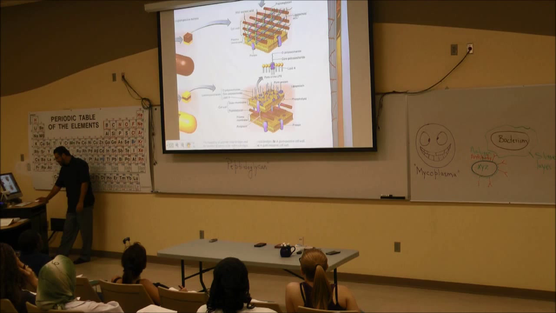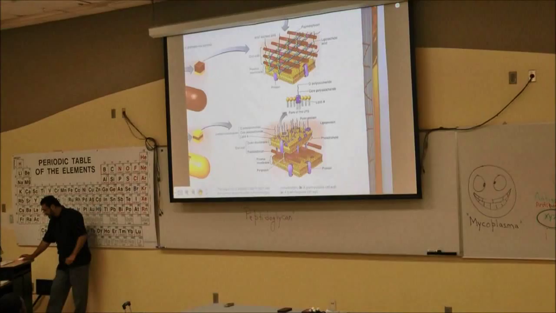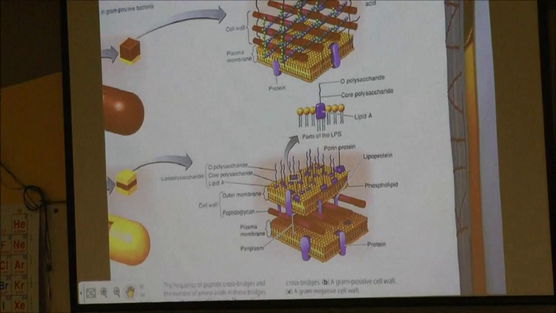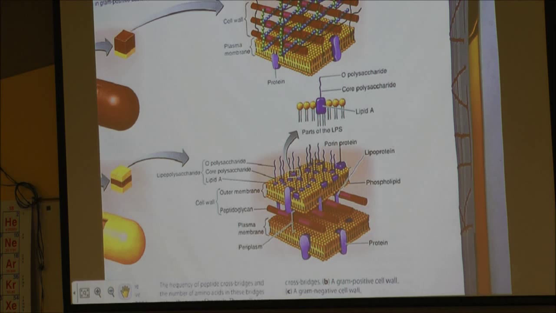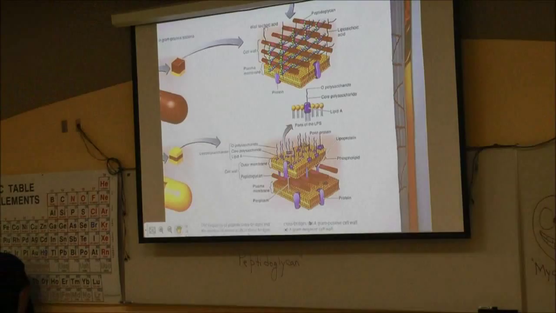Other than peptidoglycan, gram-positive bacteria have teichoic acid. What is teichoic acid? Teichoic acid is these rope-like structures right here, in two types. One sticks out on the external surface and is called wall teichoic acid. The other is lipoteichoic acid, which anchors the peptidoglycan layers to the plasma membrane. It goes all the way to the bottom. Wall teichoic acid stops right here. It's not the anchor, it's the lipoteichoic acid.